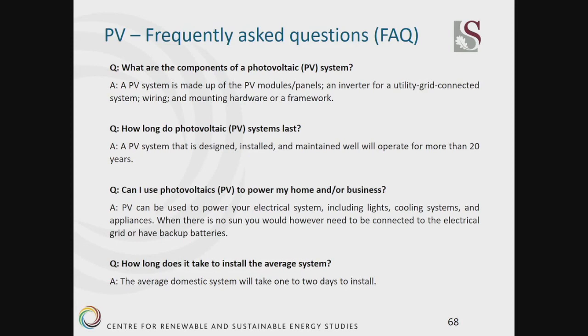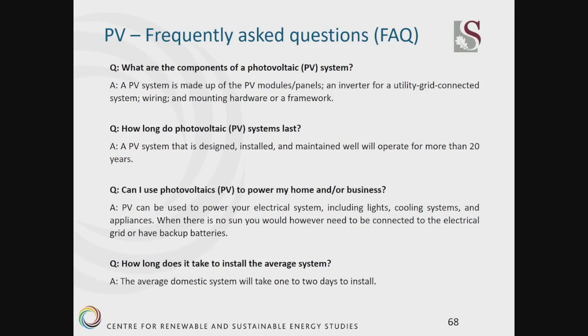Then we will discuss some frequently asked questions that I get often from people that haven't read a lot about PV, or it's not their daily business. And some of these are, what are the components of a photovoltaic system? Now, we've done this, so you should be familiar that a PV system is made up of PV modules or panels, an inverter for a utility grid connection, and then some wiring and mounting hardware or a framework for the modules.